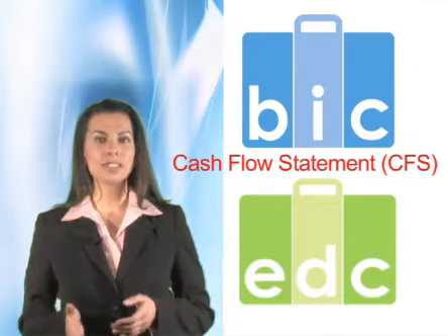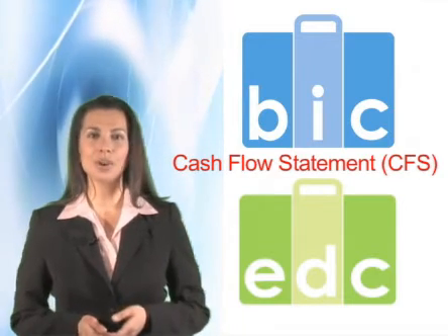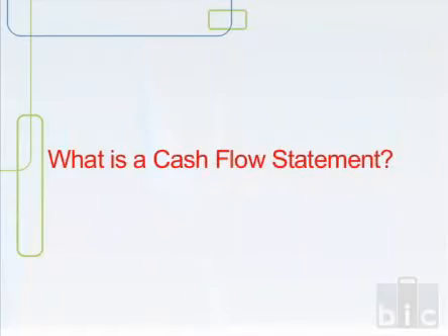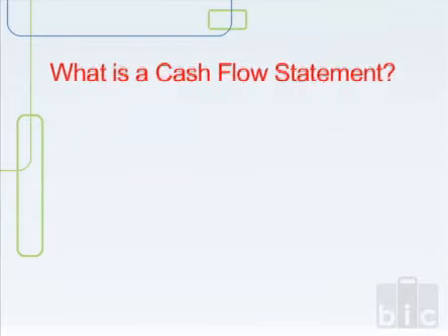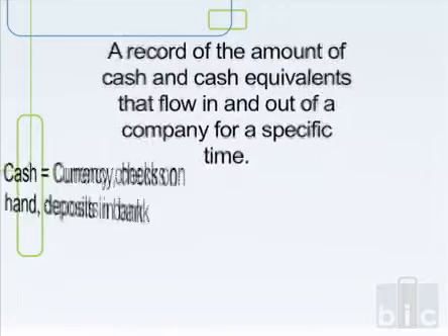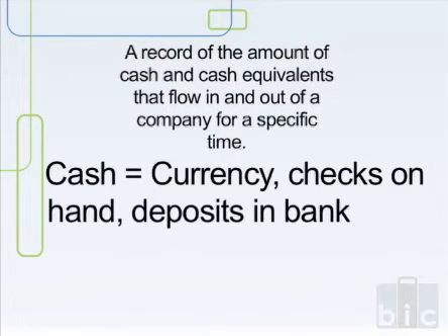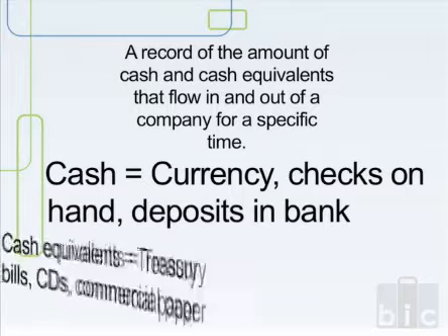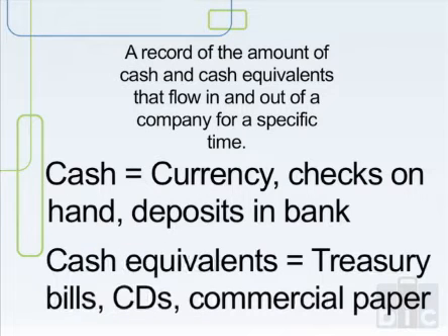This module focuses on the cash flow statement, also known as the statement of cash flow. What is a cash flow statement? It is a record of the amount of cash and cash equivalents that flow in and out of a company for a specific time. Cash includes currency, checks on hand, and deposits in the bank. Cash equivalents are short-term, temporary investments, such as treasury bills, certificates of deposit, CDs, or commercial paper that can be quickly and easily converted to cash.